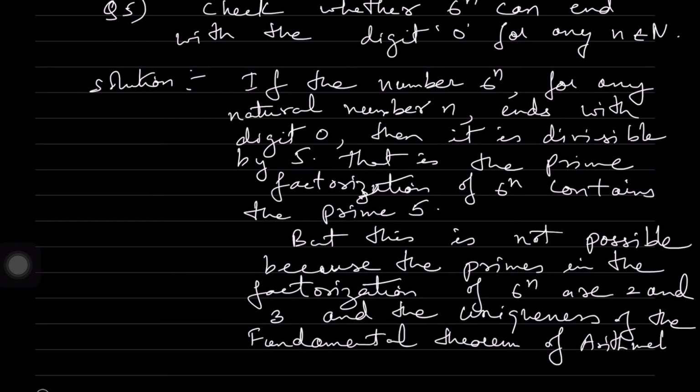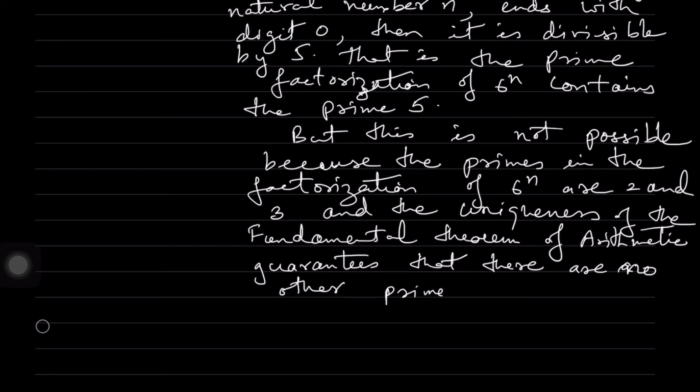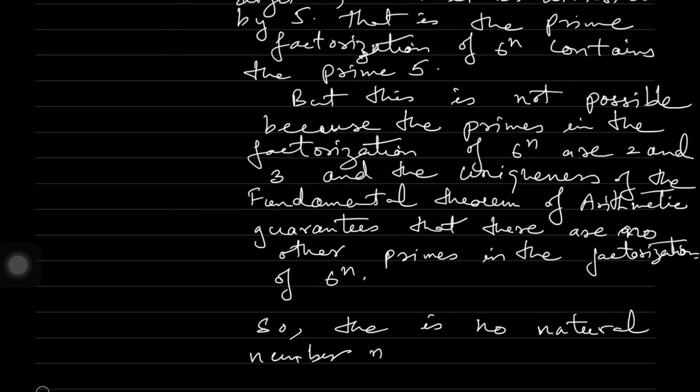And the uniqueness in the fundamental theorem of arithmetic guarantees that there are no primes in the factorization of 6 to the power of n other than 2 and 3. So no other primes other than 2 and 3 are there in the prime factorization of 6 to the power of n. Therefore there is no natural number n for which 6 to the power of n ends with digit 0.